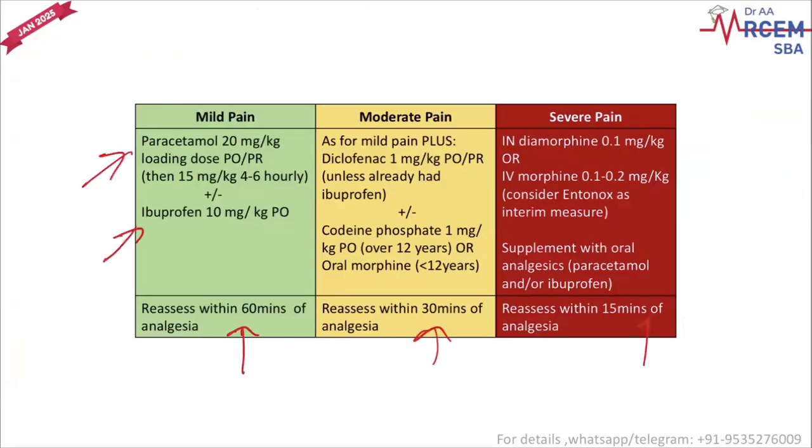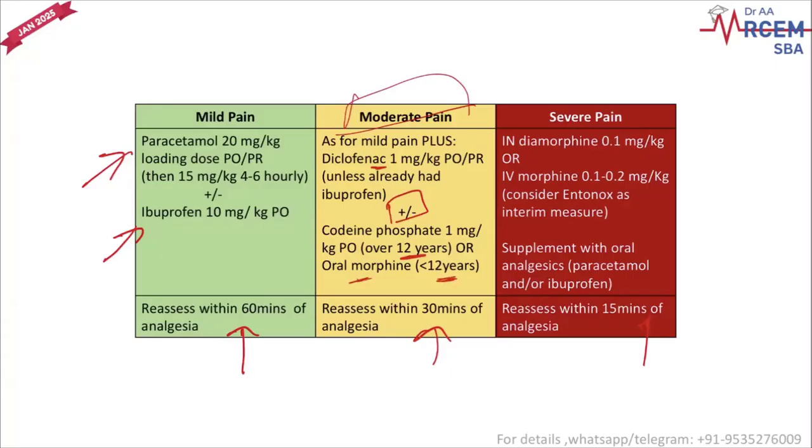The changes are seen in the moderate pain. Few changes, what you need. If you have not given diclofenac or ibuprofen for the mild pain, basically NSAIDs, give an NSAID here. Okay. Add codeine if the kid is more than 12 years old. Less than 12 years old, then oral morphine is preferred.